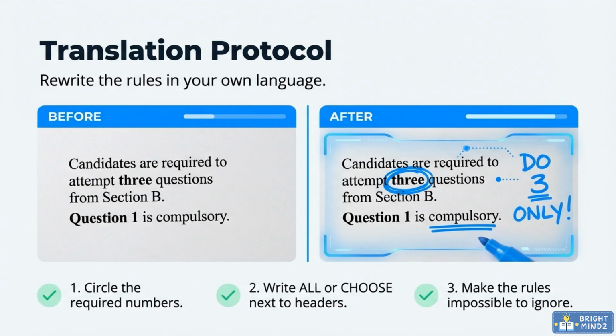Most students lose marks because they think they understood the instructions but didn't. Use a simple translation protocol. First, slow down and hunt for numbers and keywords like 3, only, at least, compulsory, choose. Next, rewrite that rule in your own clear language in the margin. For example, do 3 questions from section B. Question 1 must be one of them. Finally, mark it visually, circle, underline, or box it, so it's almost impossible to forget while answering.